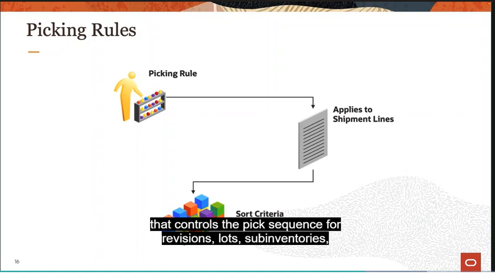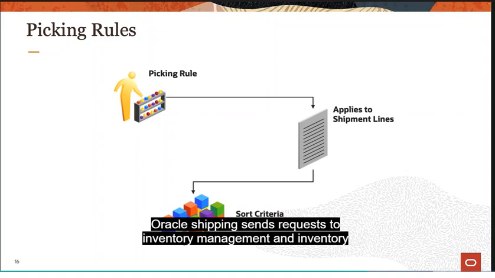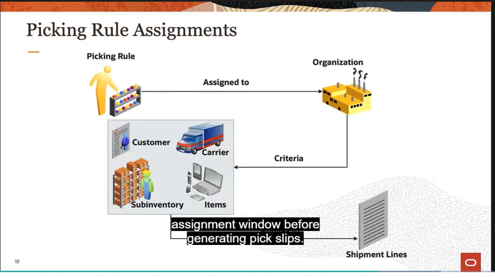At the item level, you select the picking rule that controls the pick sequence for revisions, lots, subinventories, and locators. Oracle Shipping sends requests to Inventory Management, and inventory applies the sequence defined in the picking rule assignment window before generating pick slips.